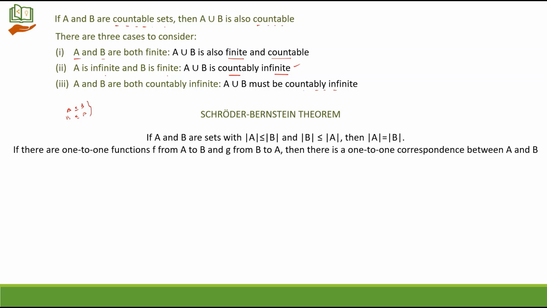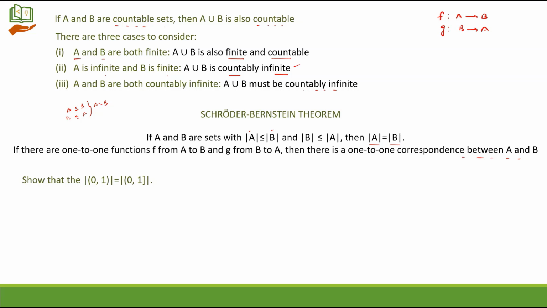What do we conclude in subset concept? A is equal to B. Similarly here, based on the cardinality, what are they concluding? The cardinality of set A will be equal to the cardinality of the set B. If there are one-to-one functions f from A to B and g from B to A, then there is a one-to-one correspondence between A and B. Now we will see some examples regarding this particular theorem.